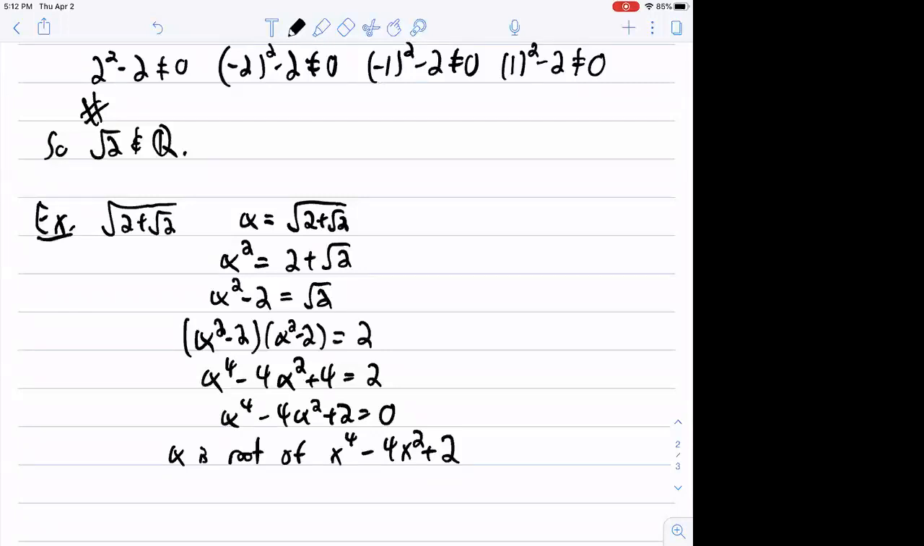So again, you can apply the rational root theorem. What you're going to notice is it's nice if the constant term and the leading term are small.